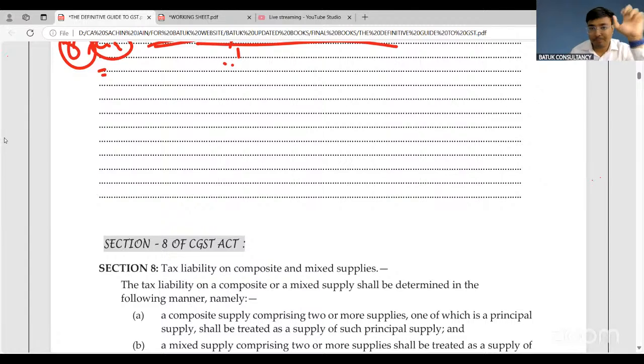Now, we have covered the specific points related to schedule number two, that is supply of goods and supply of services. We have also covered the specific points related to neither supply of goods nor supply of services.